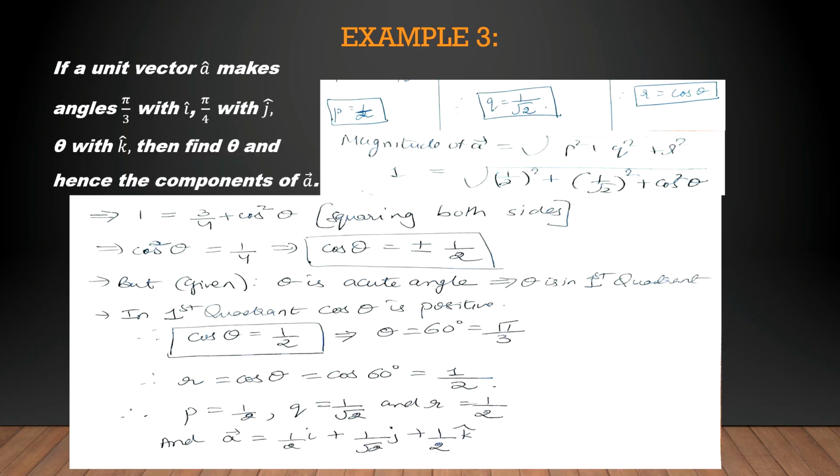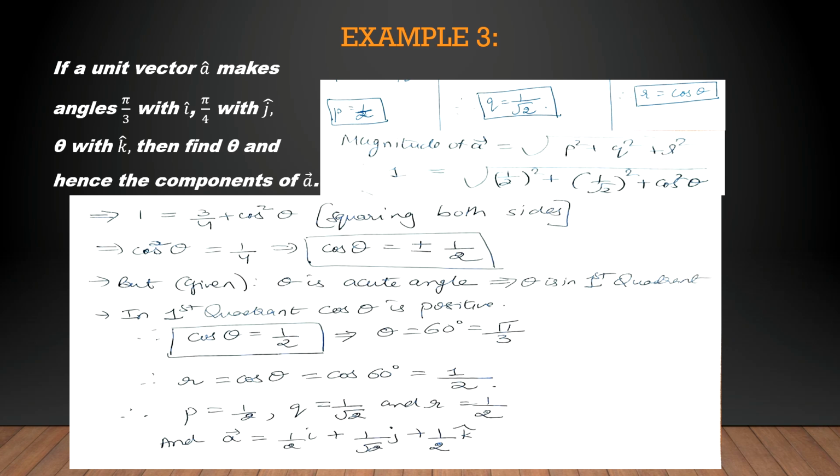So now the magnitude of your vector A is the root of the sum of squares of the components, which means root of half square plus 1 upon root 2 square plus cos square theta. So you will be getting 1 is equal to root of 3 by 4 plus cos square theta. Square on both the sides, so 1 square is 1, and on the right hand side you will be getting 3 upon 4 plus cos square theta. When you simplify, you need to know this simplification. So you'll be getting cos square theta is equal to 1 upon 4, or cos theta is equal to plus or minus 1 upon 2.